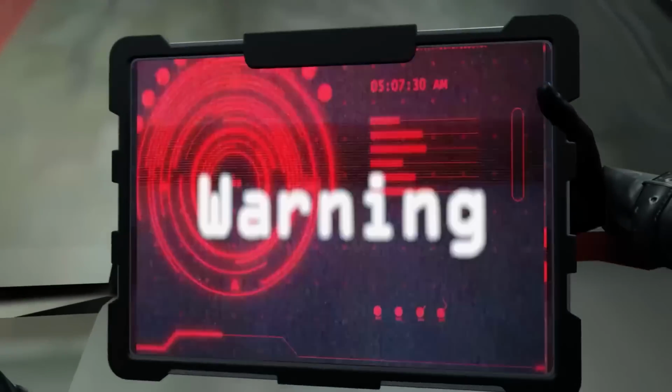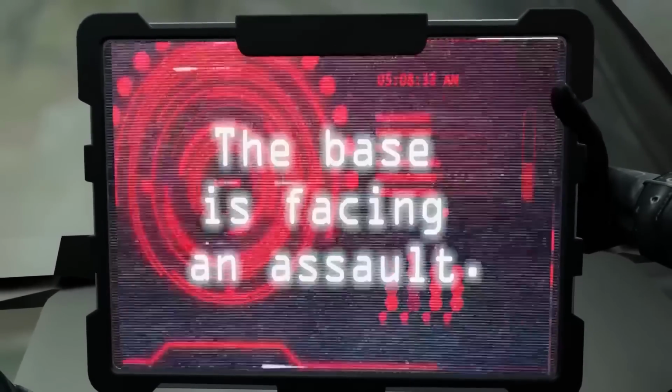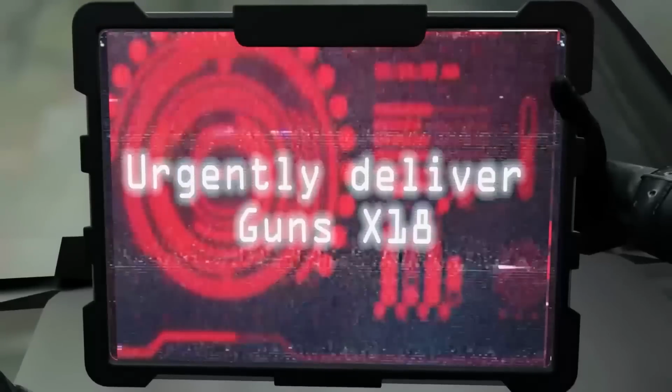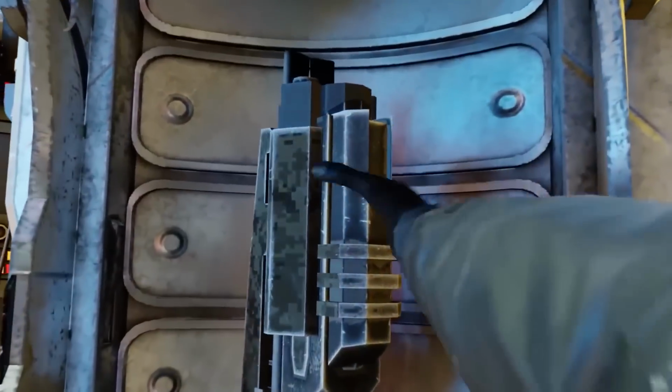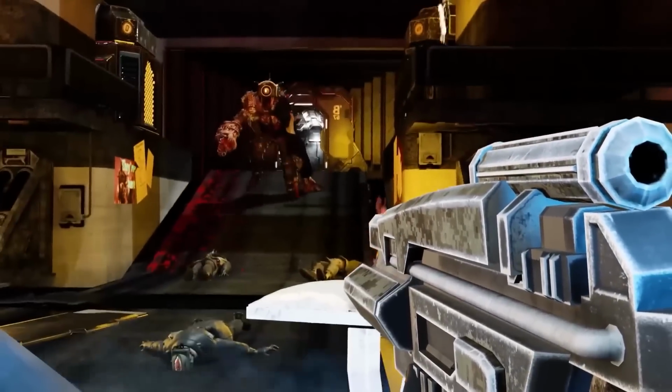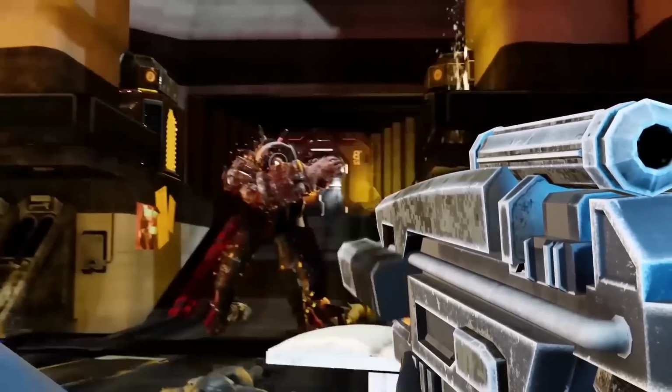The POV pulls out a tablet with a message saying that the base is under attack, and the Alliance urgently needs this X-18 weapon. Well, it seems that this gun is capable of destroying mutants, but now it's time to find out who created them in the first place. So it's time to move on to the secret scene now.